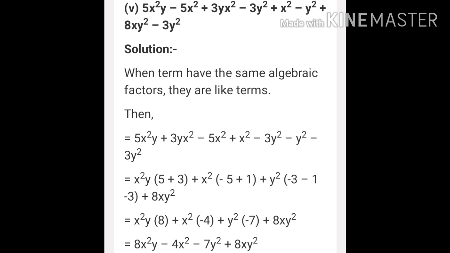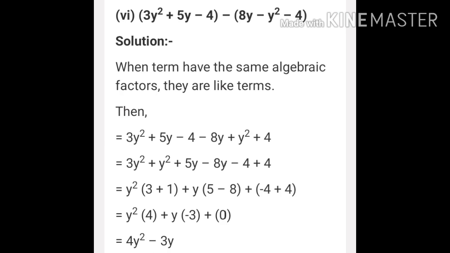So let's see. 5x²y plus 3xy² minus 5x² plus x² minus 3y² minus y² minus 3y². x²y will be taken common. 5 plus 3 will make 8. Then x² will be taken common in the bracket: minus 5 plus 1 means minus 4. Then plus y² in the bracket: minus 3 minus 1 minus 3 means minus 7. Plus 8xy². 8x²y minus 4x² minus 7y² plus 8xy² will be the required answer.